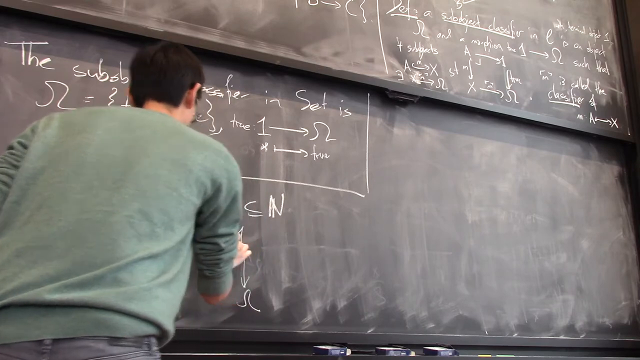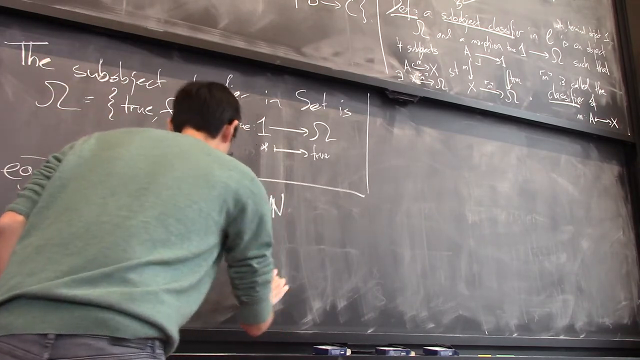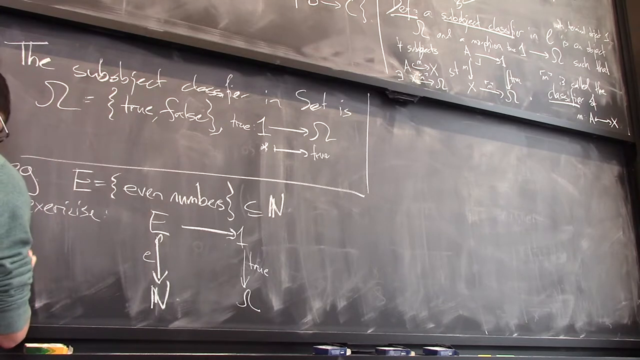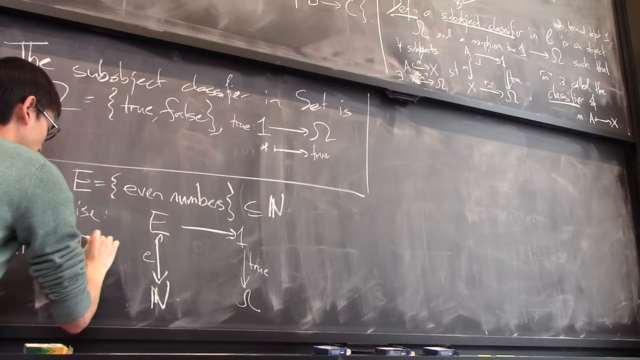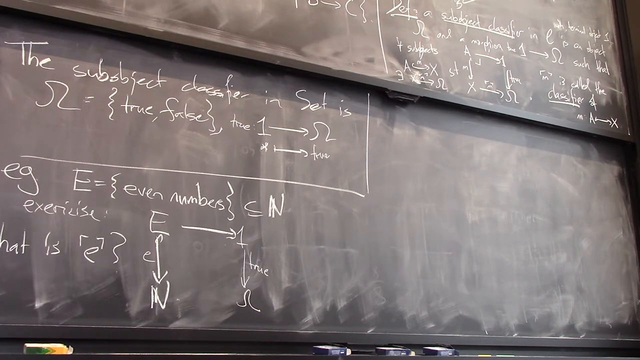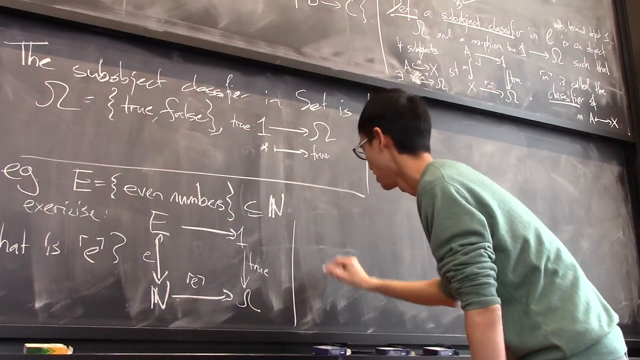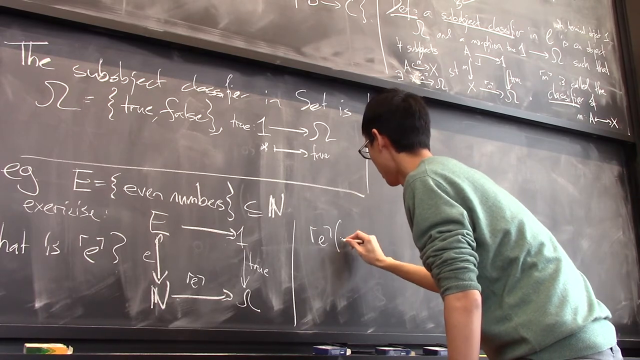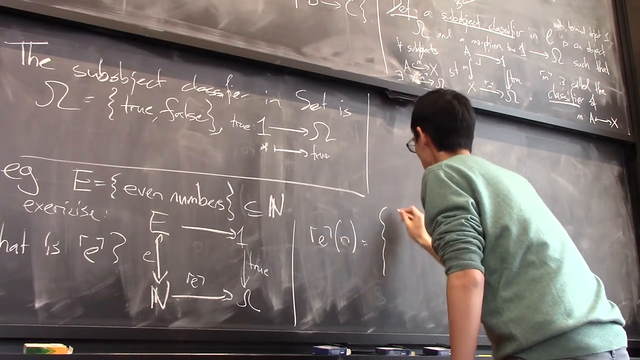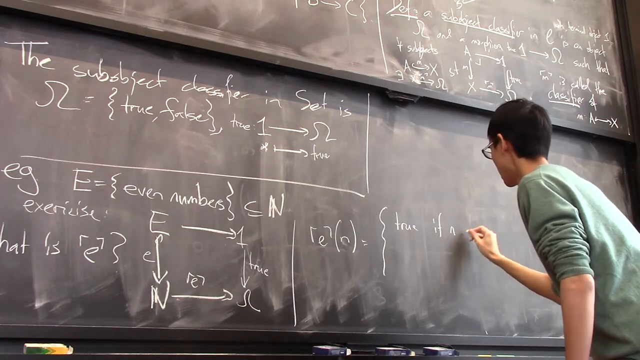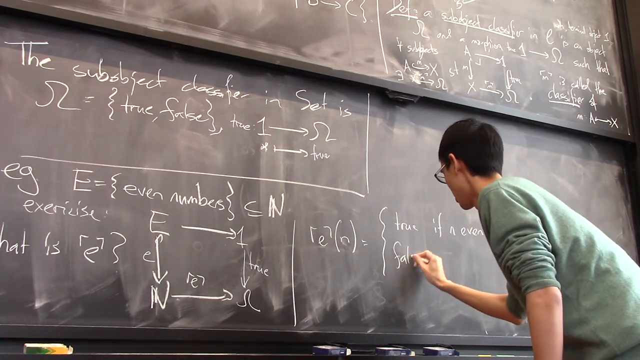So we have most of this diagram because we have a unique map here, and then we have this classifier here. What is this map, called the classifier of this subset? Mod 2 equals zero. Right. Is everyone happy with that? So the classifier of some natural number n is equal to true if n is even and false otherwise.